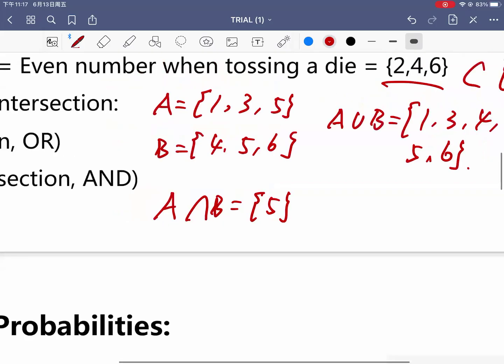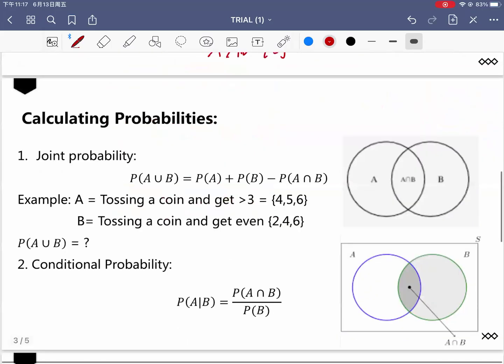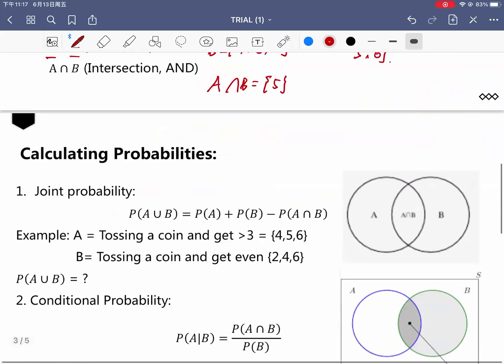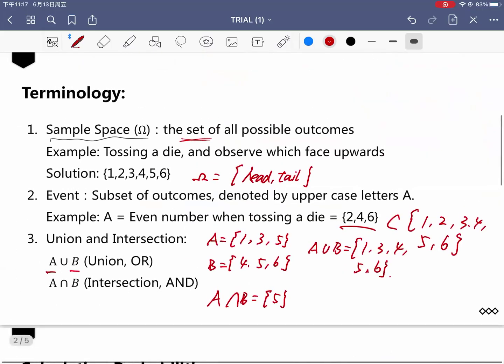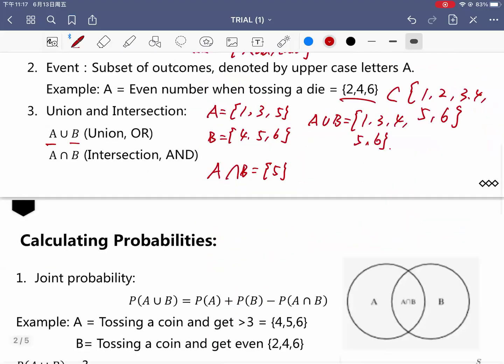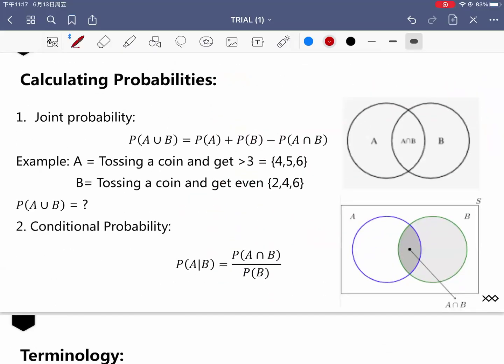Okay. After exploring some basic terminology, we will now dive into actual probabilities. So the first probability that we want to look at today, assuming that you already have some basic probability concepts, will be the joint probability.